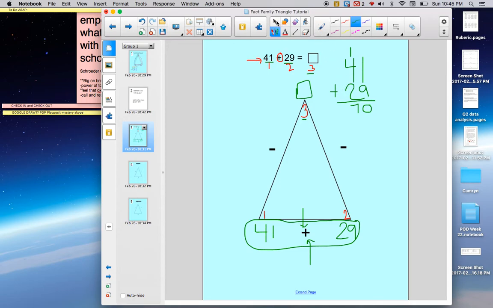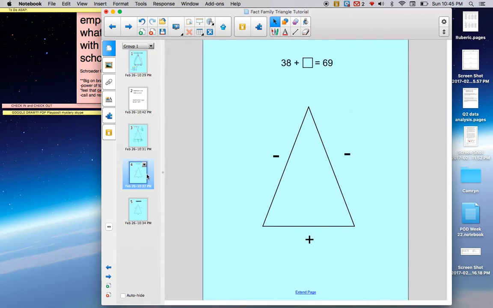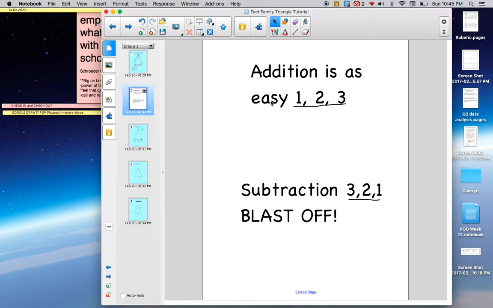Now, let's check out a different setup for an equation. All right. I'm going to look at my fact family triangle. I can already see it is not numbered. So I'm going to label it 3, 2, and 1. Now I can go ahead and look at my equation. My equation is addition. Go back to that little slide. Addition is as easy as 1, 2, 3.